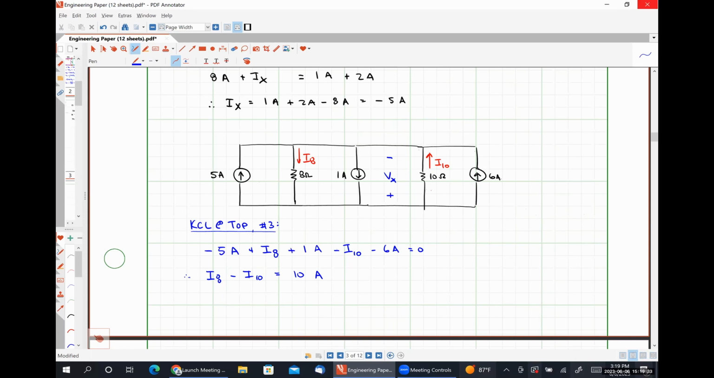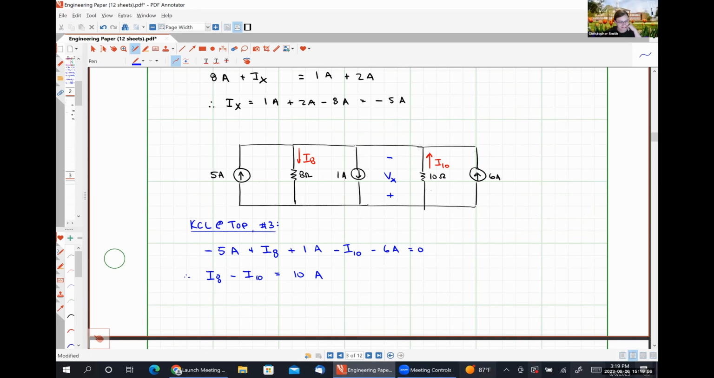I8 has a positive sign because I left it on the left-hand side. I10 has a negative sign because I left it on the left-hand side and moved all the constants to the right. So that means the signs of all the constants changed. So 5 plus 6 minus 1 seems like 10 to me. Okay, I believe I got this right, and none of you are telling me that I didn't, so let's move on. It checks out with me too.